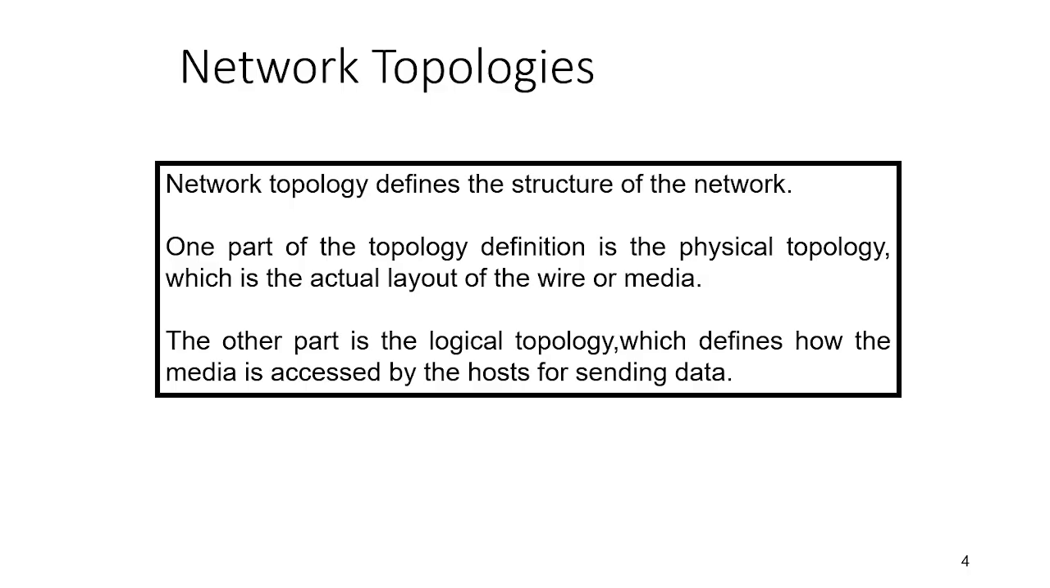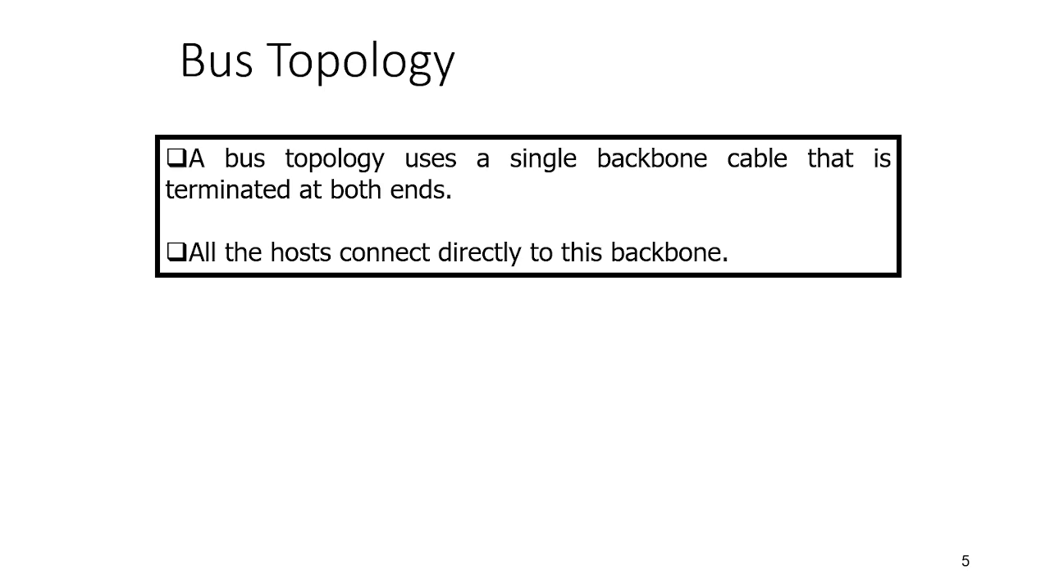There are several types of topologies used in a computer network. The major types of topologies include bus topology, star topology, ring topology, mesh topology, tree topology, and hybrid topology. So let us understand each topology in detail. First, the bus topology.